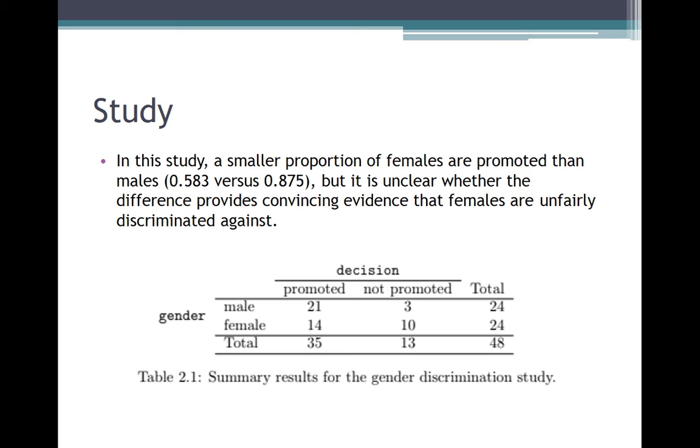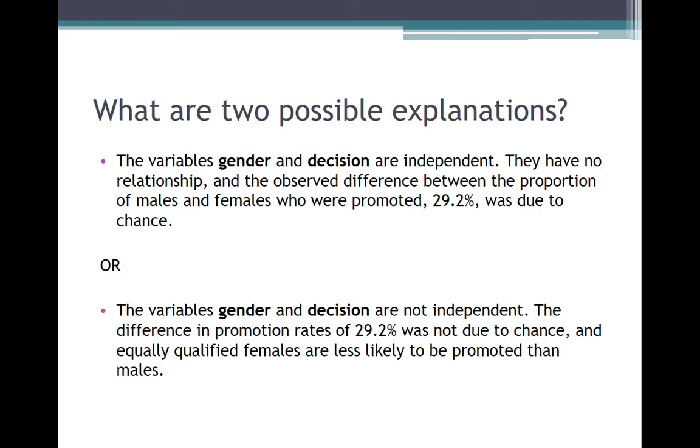But remember, we could say, well, that could just happen by chance. It was just a situation of randomness that happened. And then what you did is you ran some experiments with some cards. The idea was, the null hypothesis were that the variables were independent, being gender did not have any impact on whether they were promoted or not, even though all their files were identical. Or the variables are not independent, and the promotion rate of 29.2% was not due to chance, and equally qualified females were less likely to be promoted than males.